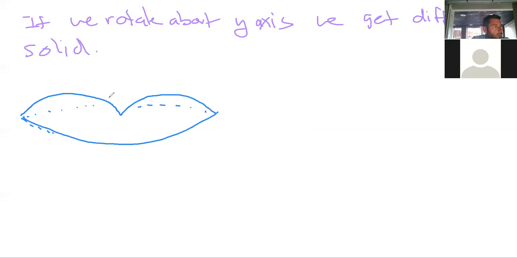And again, it's not super easy to draw this, so it's going to have some sort of three-dimensionalness to it. And again, it's not the easiest to draw.